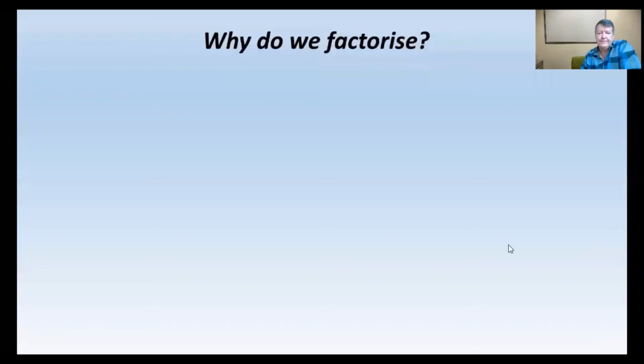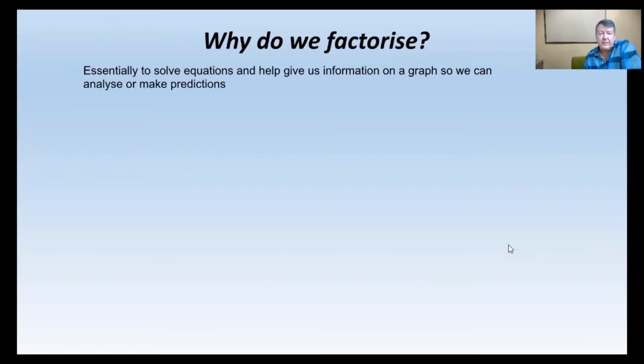Anyway, we're going to look at the quadratic formula. Firstly though, we're going to have a quick look back at why we factorise. Well, we factorise basically to rearrange the look of an equation. Right? That'll help us find things like the x and y intercepts. It'll help us find solutions, which are essentially the x-intercepts on a graph. Right? It'll also help us make predictions about what's going to happen in the future.